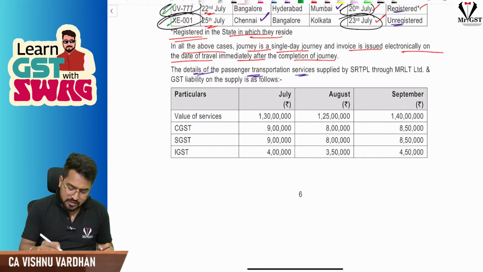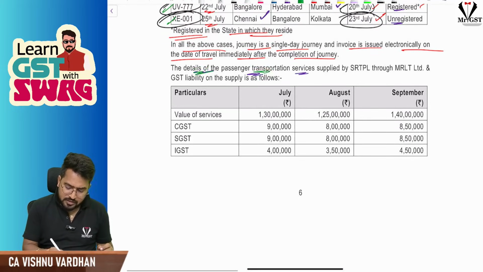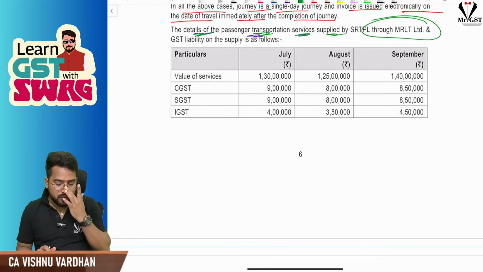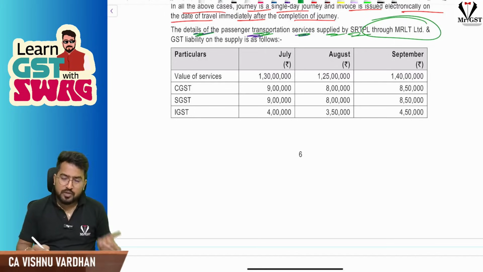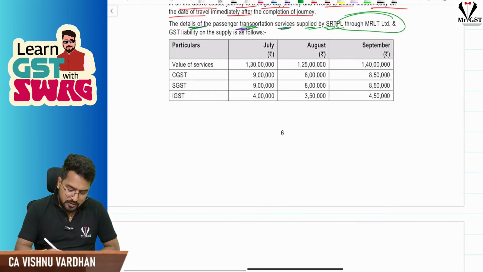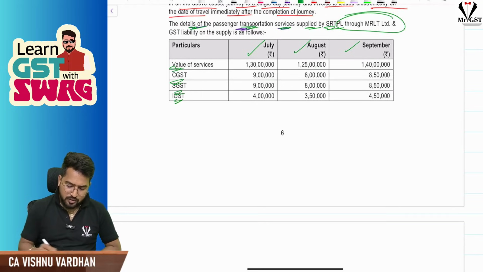Next, let us continue the balance case study. Here are the details of passenger transportation services supplied through MRLT. Understand that whatever supplies are made through MRLT, the e-commerce operator is not liable to pay GST. Please remember, because this is a company operated through omnibus, there is an exception. So SRTPL is the only one liable to pay GST, and MRLT Limited has to collect TCS. They have given the value of supplies for July, August, September, with taxes and values.